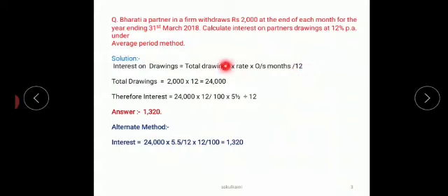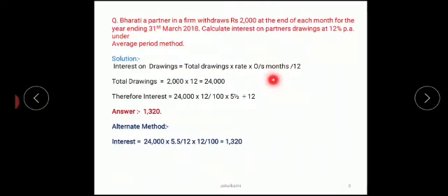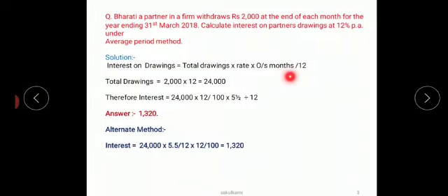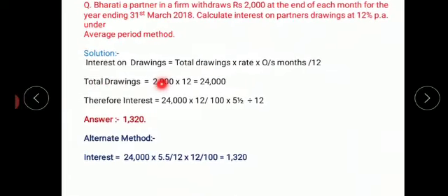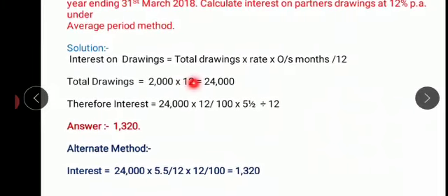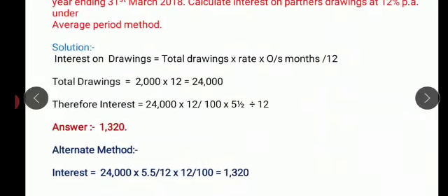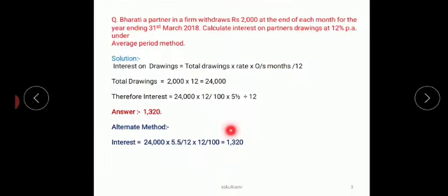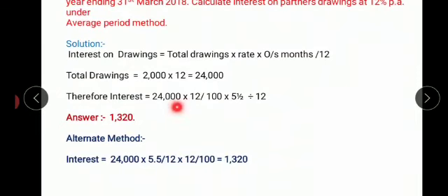Now when you write this particular formula, you will get 1 mark for it. So whenever a formula is required for a problem, it has to be written, so it will get 1 mark. So now your total drawings amount to 2,000 into 12 months. So throughout the year she is withdrawing, so it will be 12 months. Now 24,000 into 12 into 5.5 divided by 12.